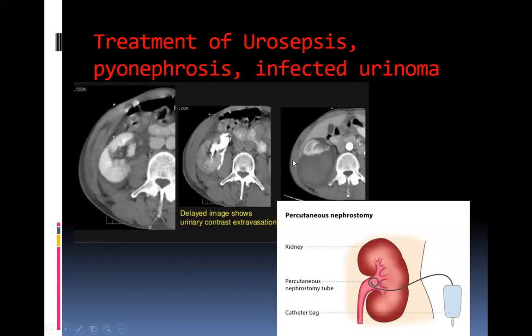Now, this is another one where you have fluid around it. You see, there's fluid around it. It's limited by the Gerota's fascia. So this is going to be a urinoma. So the most common complication of blunt trauma to the kidney is a urinoma. So you just see some fluid around the kidney, which is limited just around the kidney. Okay, so you call it a urinoma. It's just a collection of urine. If you measure the Hounsfield unit here, it'll be around 0. So it's below 10. If it is blood, then it has to be above 40 or 50 Hounsfield units.